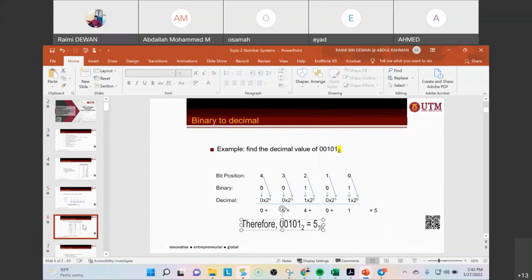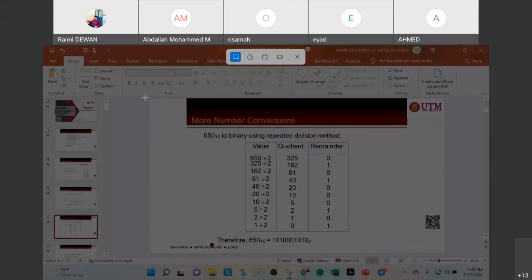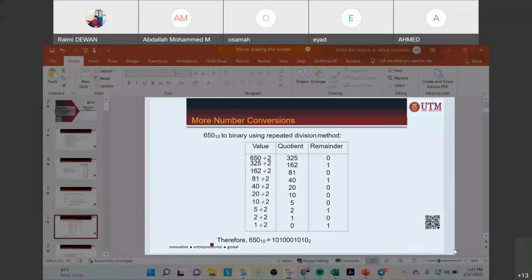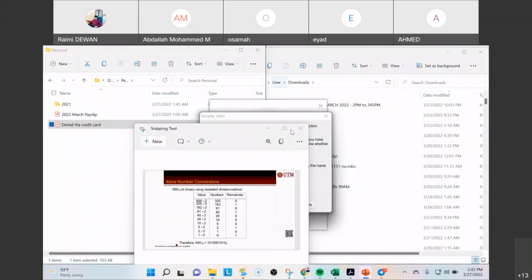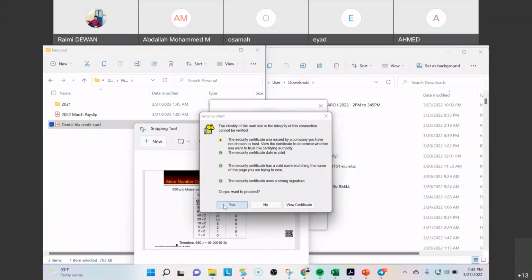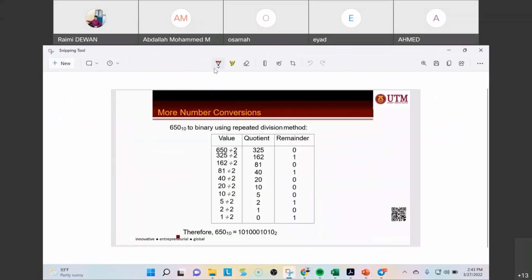And then we have more number conversions. This one is we want to convert our number to the base 10. Now we try to convert this number 650 to the decimal system. So from decimal to binary, now it's from decimal to binary, just now was binary to decimal.